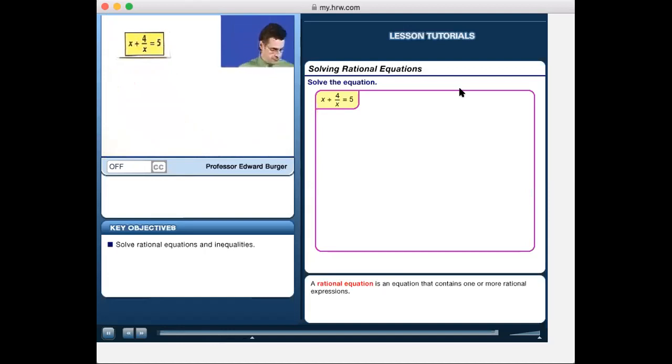So let's try it. What I want to do is take this entire expression and multiply both sides by x.